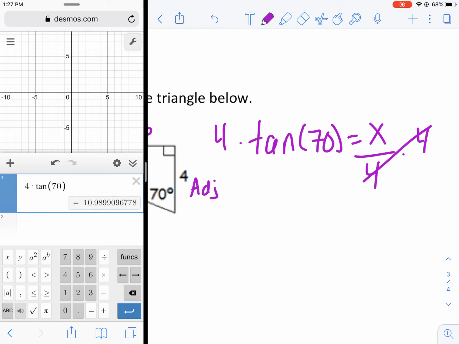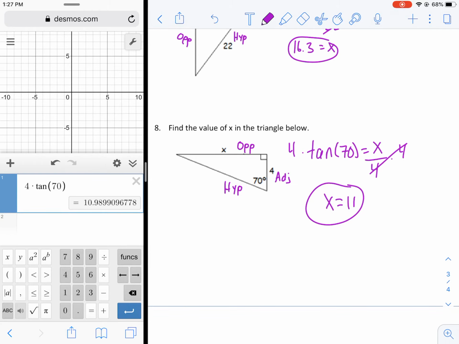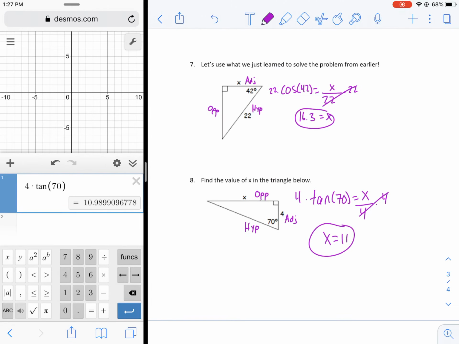And that gives us 10.9899. So pretty much if you round this, it gives us 11, okay? So x is 11 for this problem. So that's how you do these.